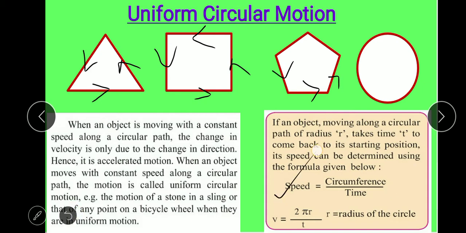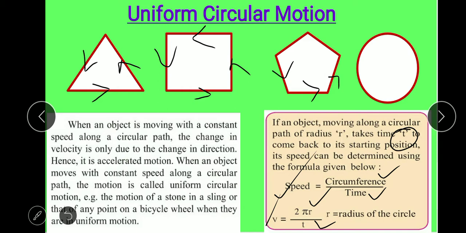Now speed is given by velocity. Speed, if I am talking about only magnitude, it can be given by v, velocity. Circumference formula we know, students. Circumference of circle is 2 pi r, and time taken is already we know, it is t. So here velocity will be given by 2 pi r upon t, students. This is a small information about uniform circular motion, students.